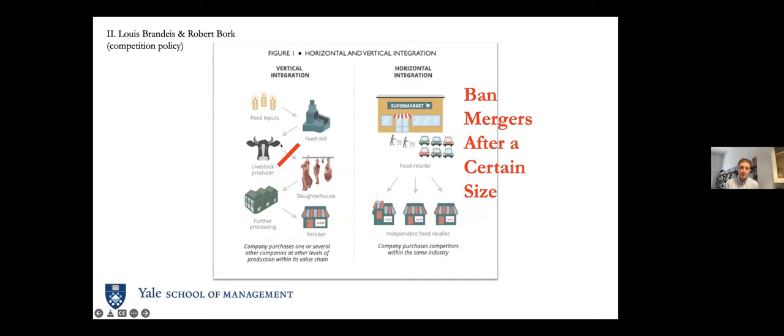And so going back to this Brandeis framework, what a Brandeis person would do is say, hey, if you're a slaughterhouse, you cannot own the animal you slaughter. And then on the horizontal side, you would say, you can no longer buy companies once you hit a certain market share.